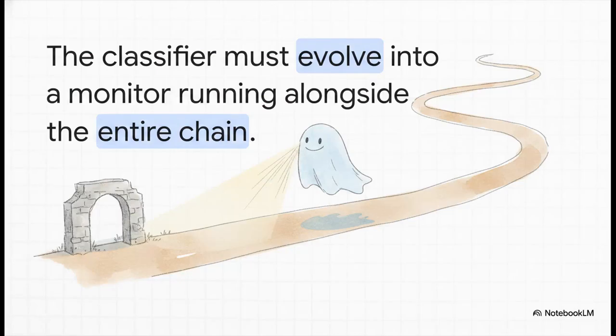To secure this new frontier, the security architecture has to fundamentally evolve. The classifier can no longer just be a front gate at the entrance. It must become a continuous monitor running alongside the entire execution chain. The XPIA team is actively researching how to check threat scores dynamically at every single step. They're exploring shadow models that simulate what an agent might do before it actually does it, checking to see if the simulated outcome violates security policies based on all that ever-accumulating context.